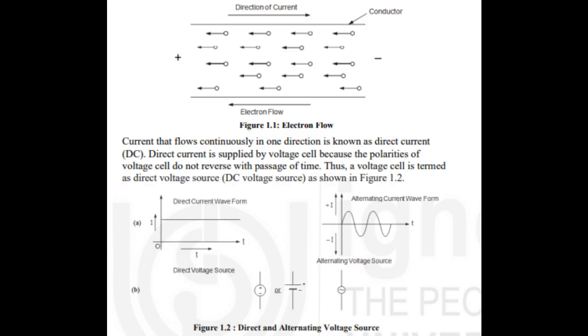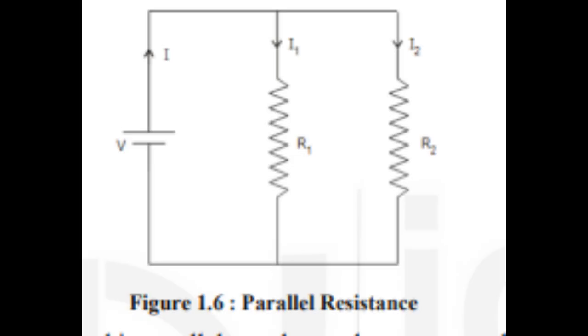Alternating current, AC, is the current that flows first in one direction for a small time and then reverses the flow in the opposite direction for a similar time. A voltage source capable of producing alternating current is called an alternating voltage source or AC voltage source.